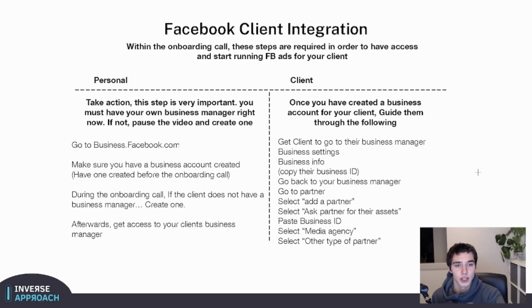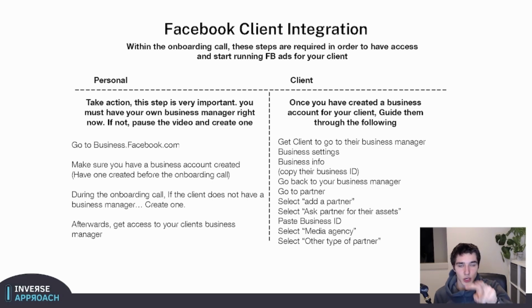So what you're going to do is go to your client's business manager. You're going to go into their business settings, business info. Then you're going to copy their business ID. This is really important. You're going to go back into your business manager. You're going to click partner, select add partner. Then there should be a drop down menu. What you're going to click is ask partner for their assets. Then you're going to paste the business ID.